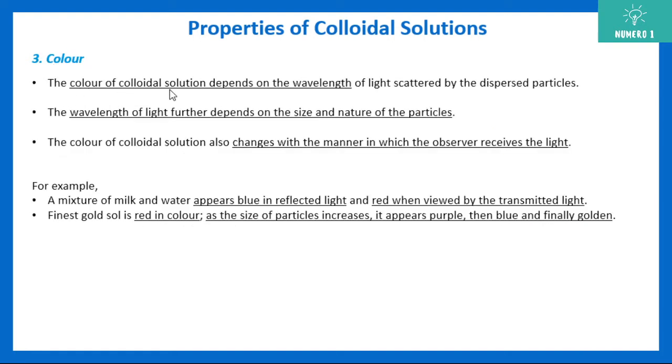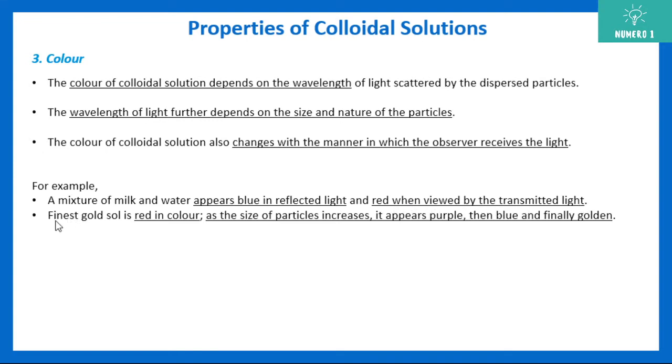The color of the colloidal solution depends on the wavelength of light scattered by the dispersed particles. Very important: the color is determined by the wavelength. The wavelength of light further depends on the size and nature of the particle. So the color of the colloidal solution changes with the manner in which the observer receives the light. For example, a mixture of milk and water appears blue in reflected light and appears red when viewed by transmitted light.